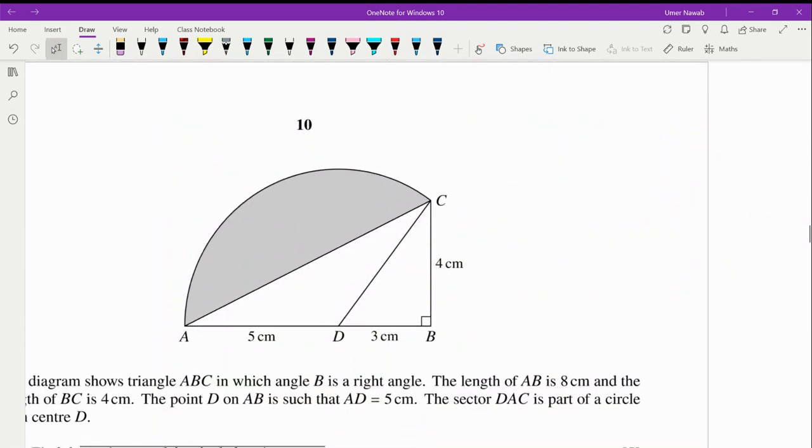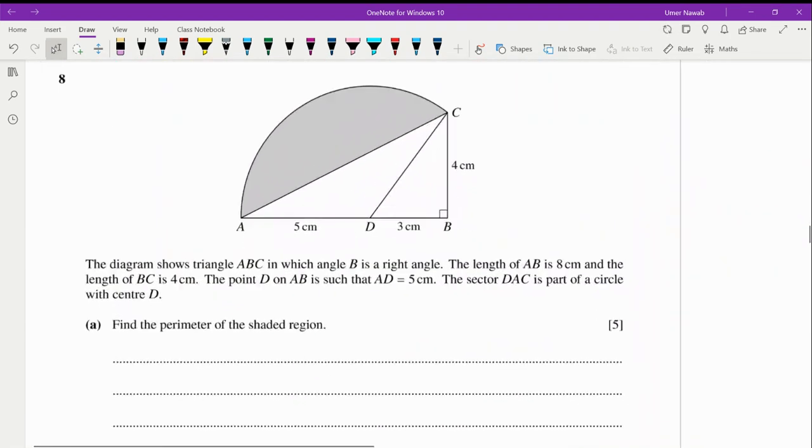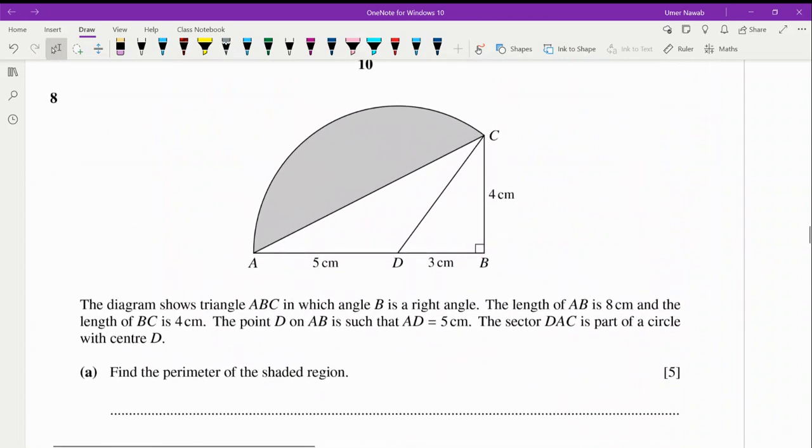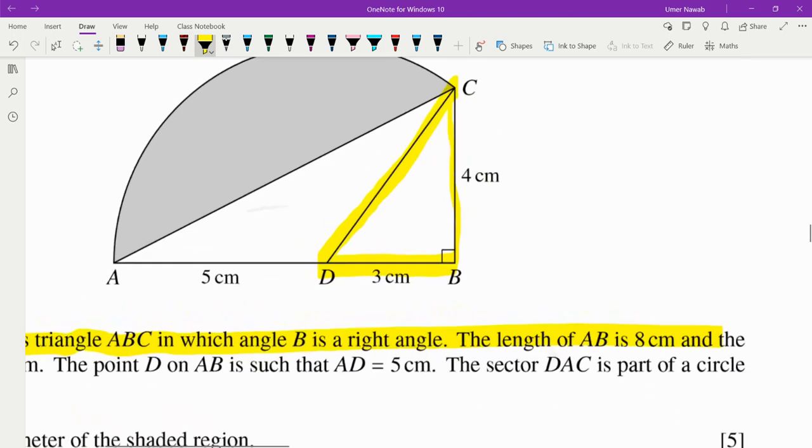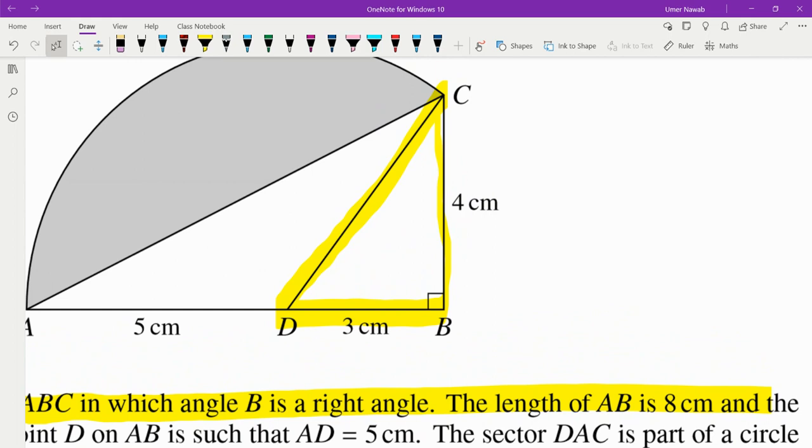Now we go to the next question, which is question number 8, based on circular measure. In circular measures, guys, I'm going to read the question for you. He said that the diagram shows the triangle ABC. Okay, so there is a right angle triangle here. Why not? After reading this, I can write the missing thing.